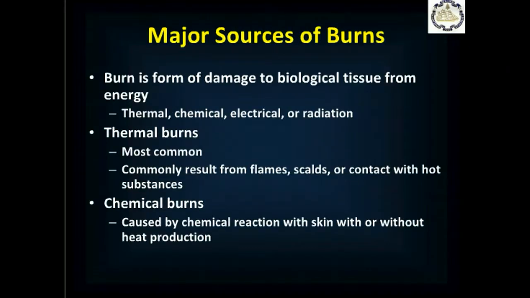Burns are damage to biologic tissues from energy, so they're a form of trauma, transfer of energy from one source into tissue. And the 4 major types are thermal, chemical, electrical, and radiation. Of those, thermal are the most common, and they can result from flames or scalds, which would be hot water exposure or contact with hot substances such as hot metal or vapors. Chemical burns are caused by chemical reactions with the skin, and there may or may not be a thermal component to that. Oftentimes it's simply just a chemical reaction.